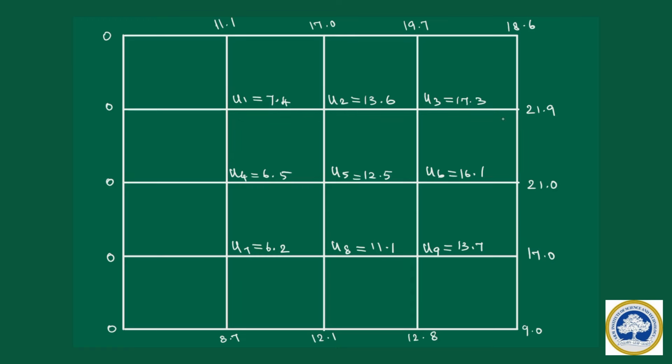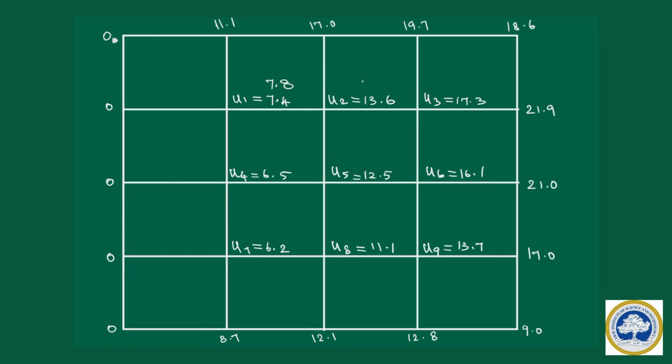Now after the first iteration, for the second iteration we have to use only the standard 5-point formula, starting from U1. So start from U1 here. For U1 you can use the standard 5-point formula, that is 0 plus 11.1 plus 6.5 plus 13.6 divided by 4 will give you 7.8. Let me write the values over here itself.